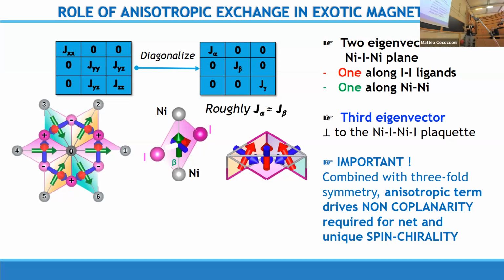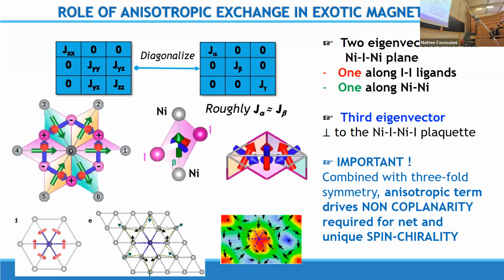And so you basically discover that the strongest eigenvalue is the one that tends to align the spin perpendicular to the plaquette. And the plaquettes are non-collinear. And so just from this term, you would get some non-collinearity. So we believe that actually part of the complexity of the spin texture that we see is rooted in this anisotropic exchange.